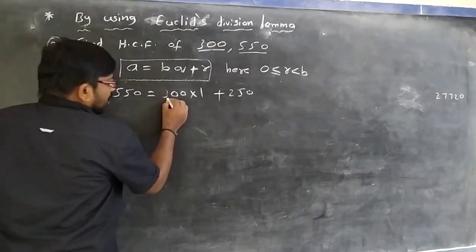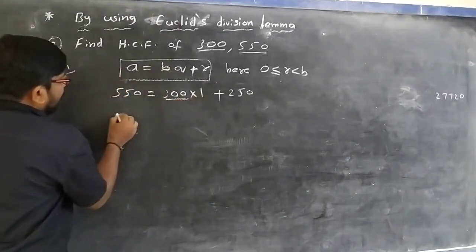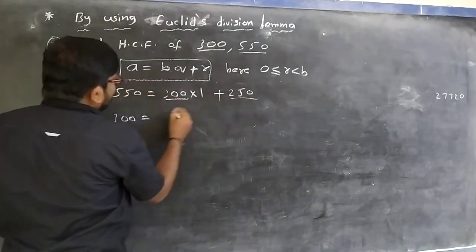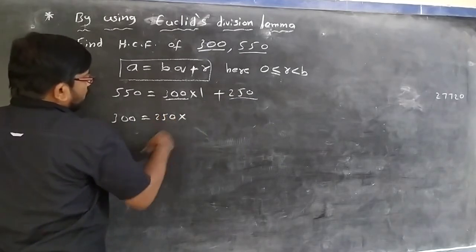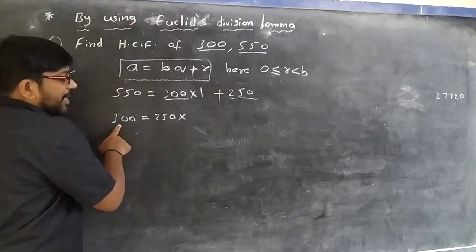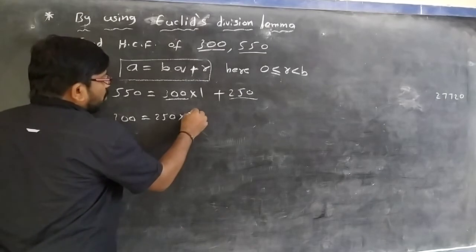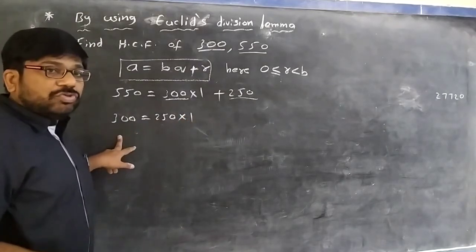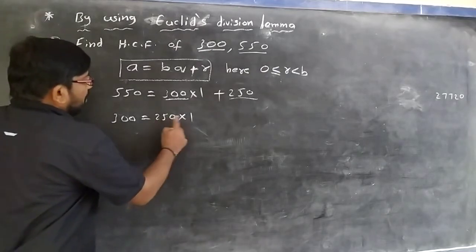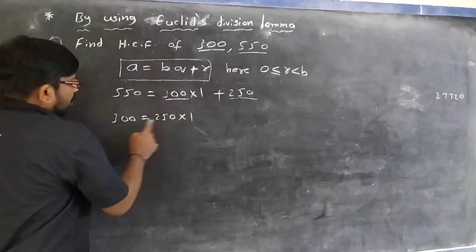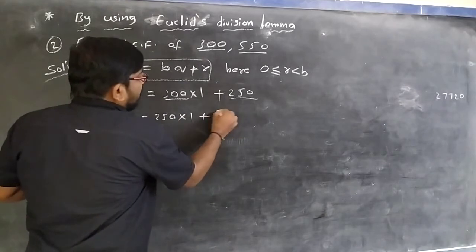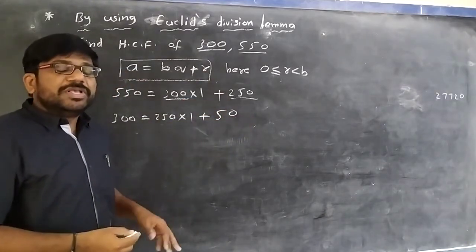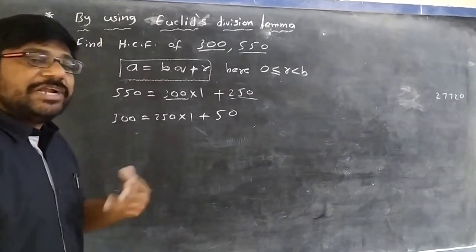Next step, take this 300 as the dividend, and the remainder 250 as the divisor, right? So 300 can be written as 250 into 1. If you take 2, 250 2s are 500, which is more. So into 1. 250 ones are 250, and 300 is 50 more, plus 50, right? So here the remainder is not equal to 0. So up to getting 0, this process continues.